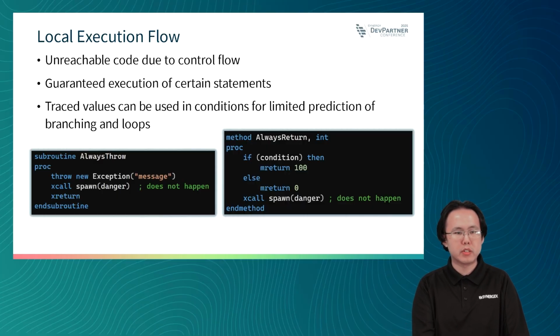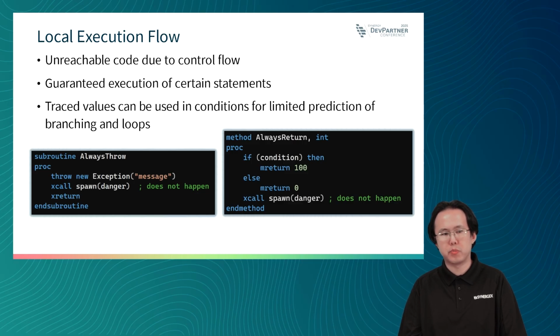One of them is subroutine always throw, and on the left, you can see this subroutine always throws a new exception. And after that, it calls spawn of some dangerous data. But the fact that you already threw an exception and don't have anything in the middle means that you just cut off the rest of the subroutine, right? So technically, the xcall spawn can never ever happen because throw is unconditional. It's not wrapped inside an if statement. So once you do it, the subroutine's cut off. You don't do any of the rest of the subroutine, and you're actually safe in this situation.